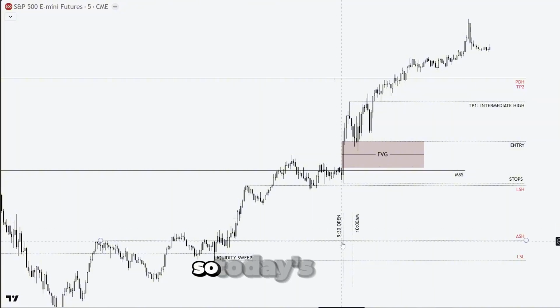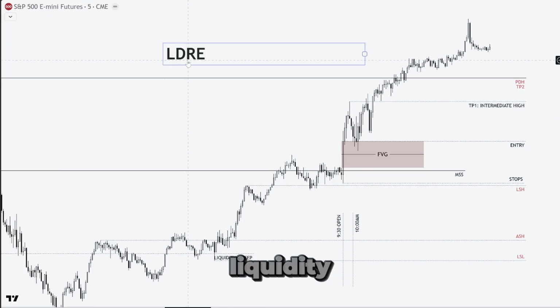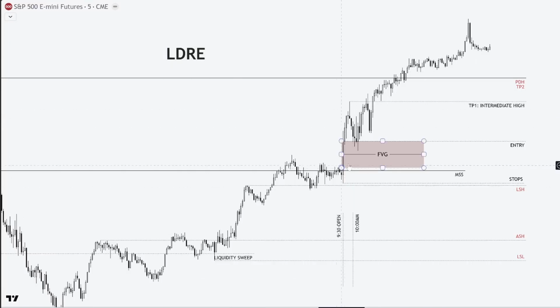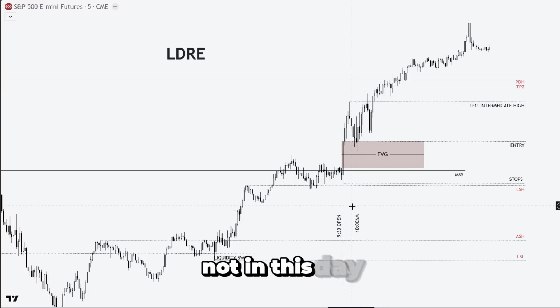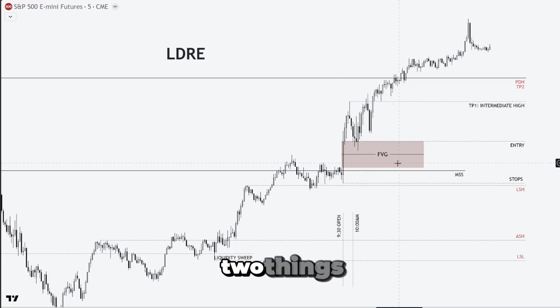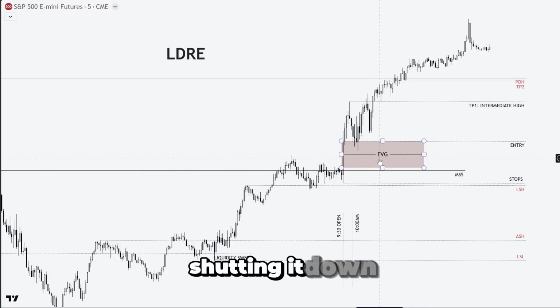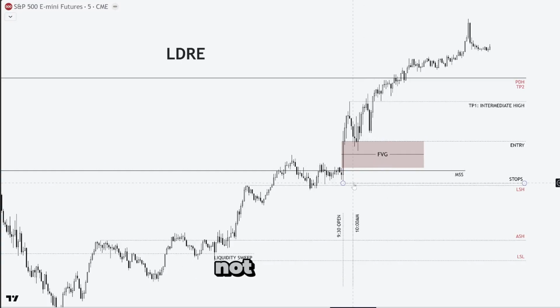So today's trade, you don't have an LDRE, which is what we're always looking for, right? Liquidity displacement, retrace, expand. It's not here, not in this day. And so if I can't find it in this day, I'm doing one of two things. I'm just shutting it down because it's not worth it to risk it if my model and my rules are not being met. You just shut it down.